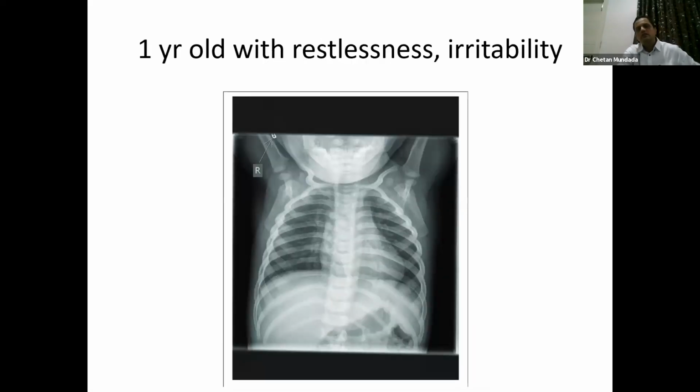So this is another child where the parents are complaining of restlessness and irritability. The child is looked after by a caretaker when both the parents are working, and they just feel that the child is not his or her usual self.